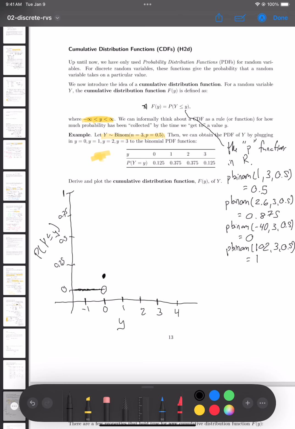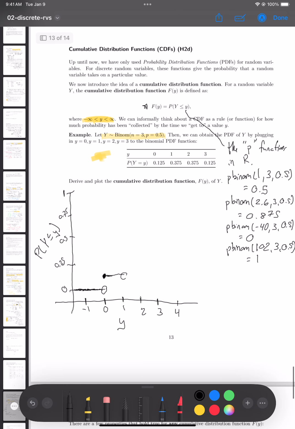And then you could keep going. So the probability that y is less than or equal to a fourth is still 0.125, and you can follow that logic through until you get to y equals 1. Once you make it to y equals 1, the probability that y is less than or equal to 1 jumps again. And so this time it jumps up to 0.5, because it's the 0.125 plus the 0.375 that is the probability that y is less than or equal to 1.